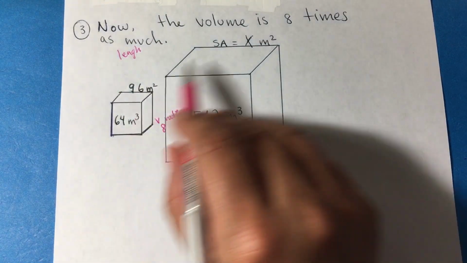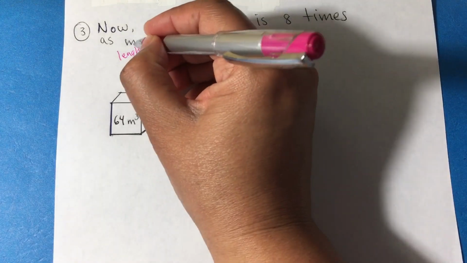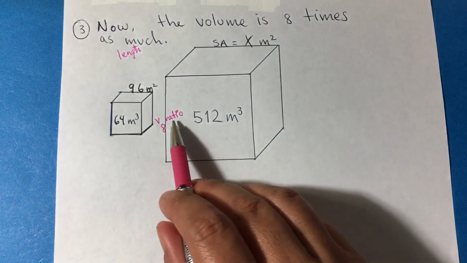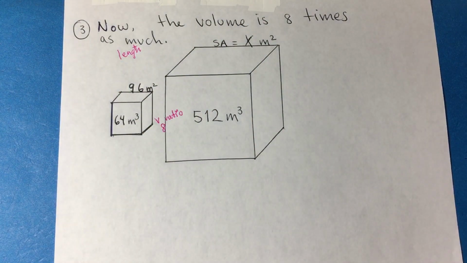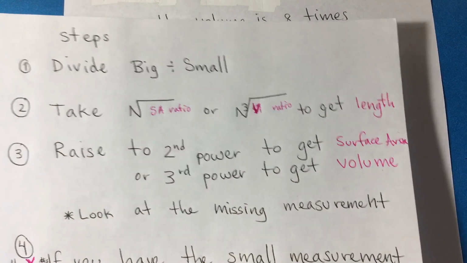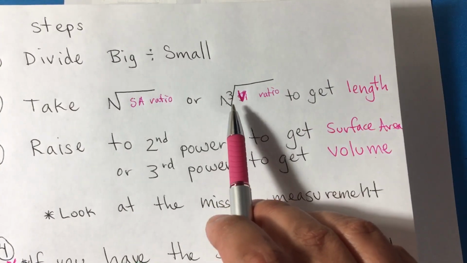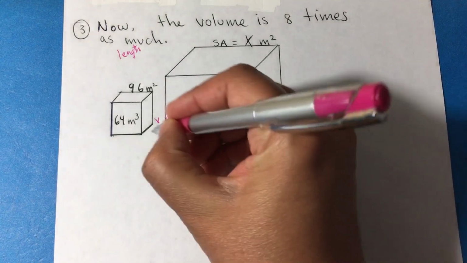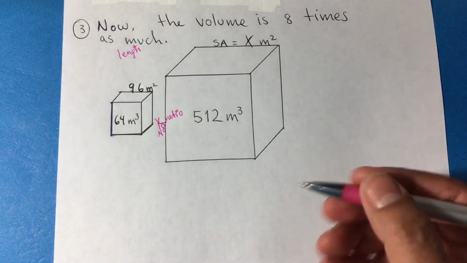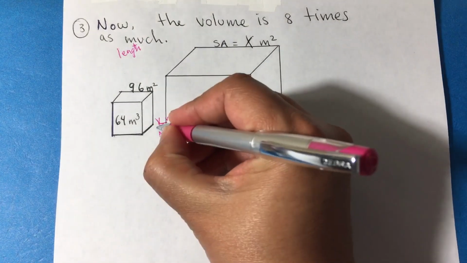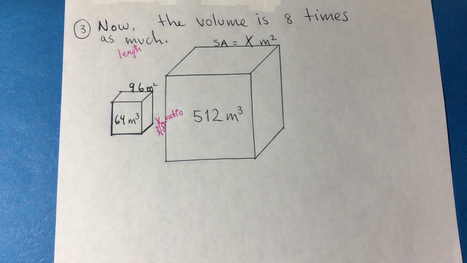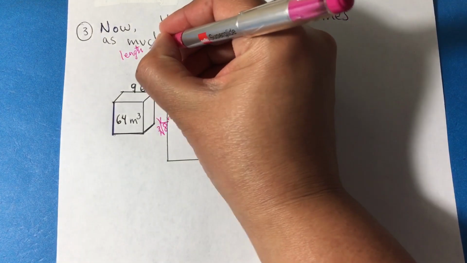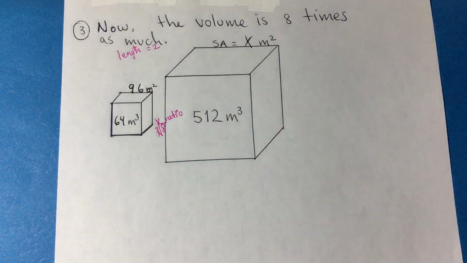We cannot go directly to the surface area this way. So what are we going to do? Let's look at step 2. When we have the volume ratio, we're going to get the cubic root. Cubic root of 8. Well, what number multiplied by itself 3 times is 8? Oh, it's 2, because 2 times 2 times 2 is 8. So the length ratio will be 2.